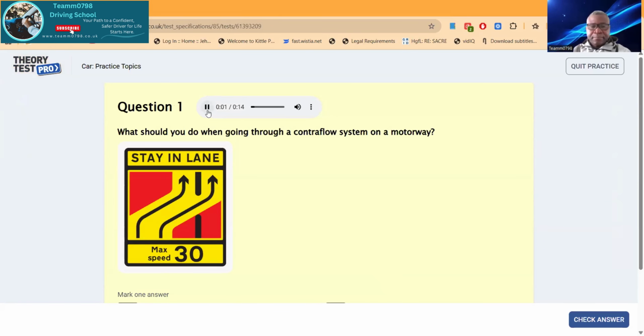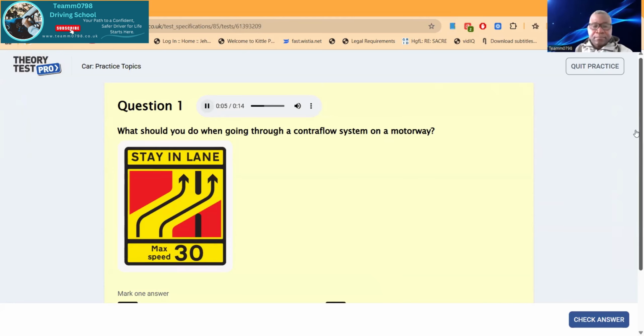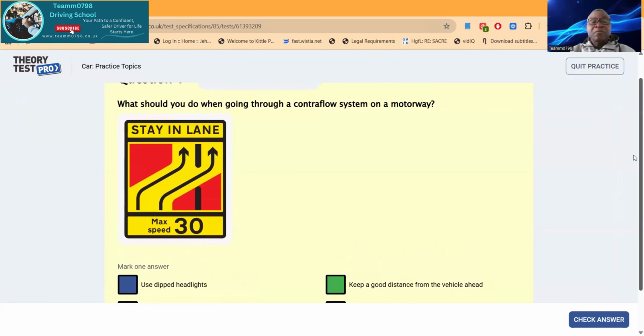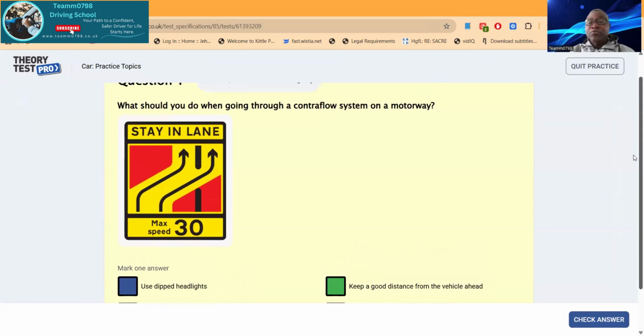What should you do when going through a contraflow system on a motorway? Use dipped headlights. Keep a good distance from the vehicle ahead. Switch lanes to keep the traffic flowing. Stay close to the vehicle ahead to reduce queues. Okay, so using dipped headlights during the daylight, you don't need that, but sometimes we have daytime running lights. Definitely dipped headlight is not the correct answer. It says, what should you do when you're going through a contraflow system on a motorway?